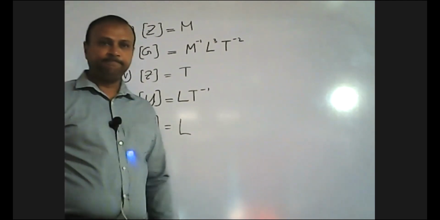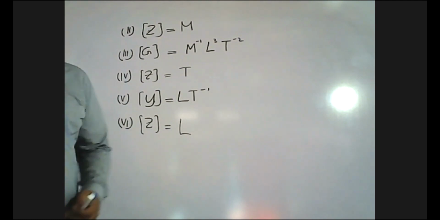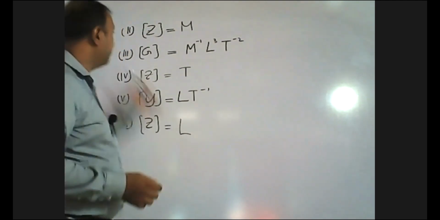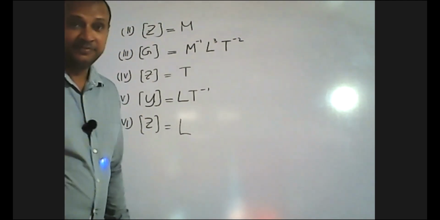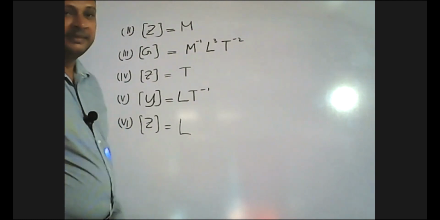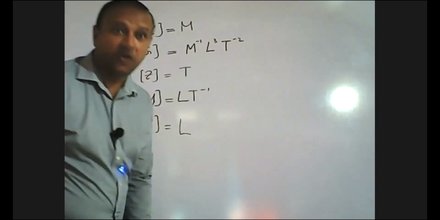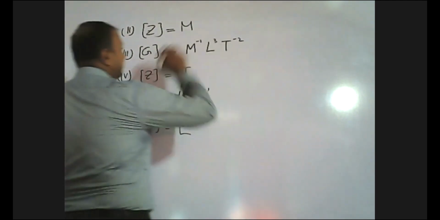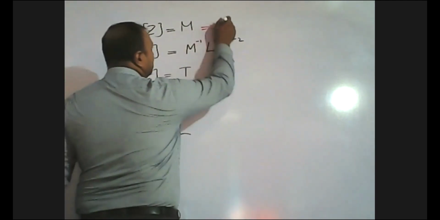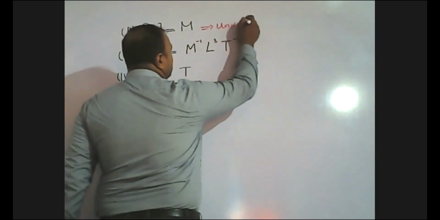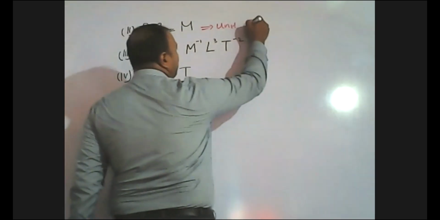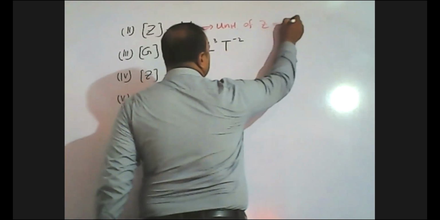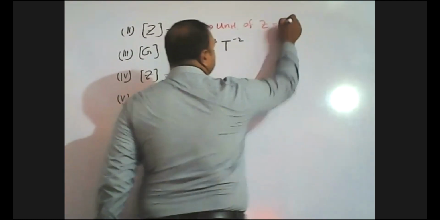Okay. Shall we discuss? So what is the answer for question number 2? In this case, there's only mass. So the unit of Z is equal to kg.